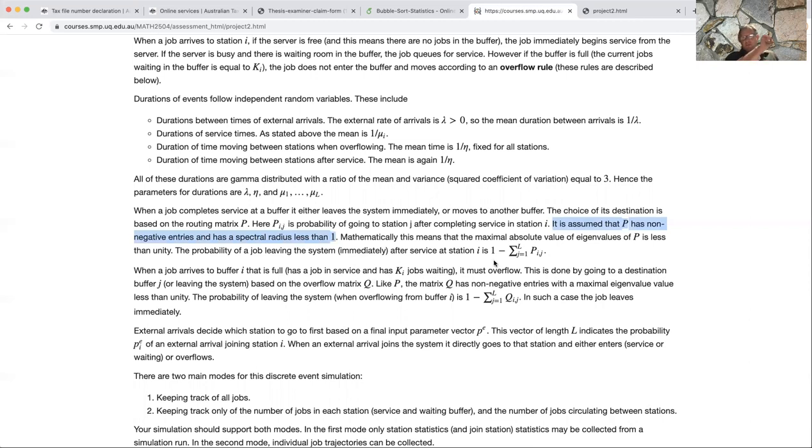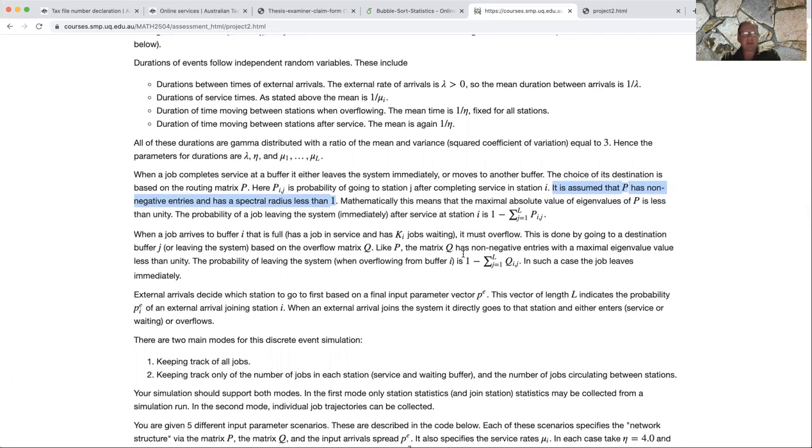So each row is a sub-probability distribution, because the sum of each row is at most 1. It can be a probability distribution. But if there's a possibility to leave, then that's 1 minus the sum of the elements of the row. Okay. So that's how you read the routing matrix P. I'll show you in examples below.